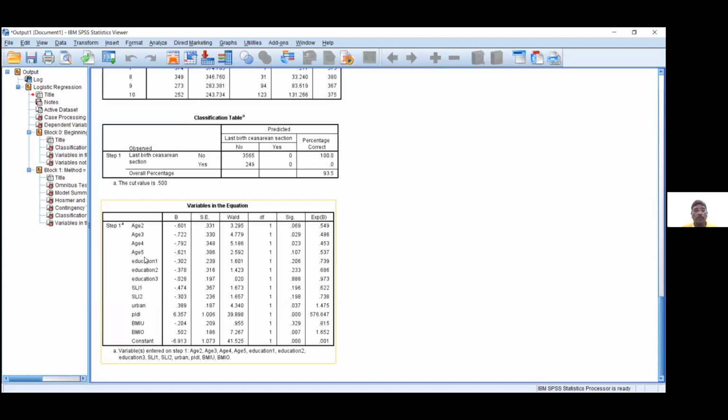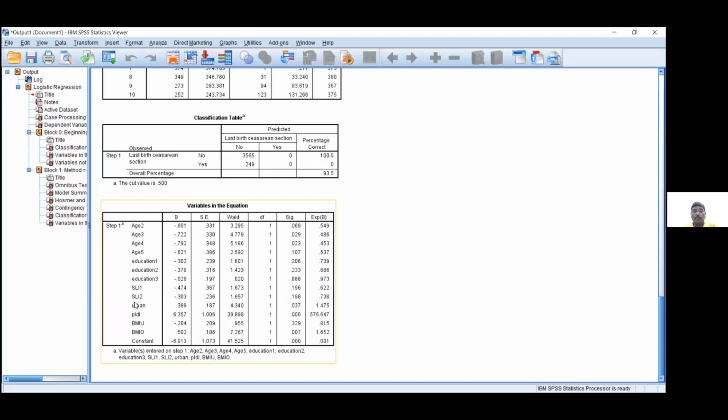Now, what is the role of education? Here, the comparison group is education group 4, the higher educated group. So what happens? In the education group 1, illiterate women, there is 26% less chance. In education 2, again 32% less chance. In education 3, only 3% less chance. It means higher educated females adopt this cesarean delivery. These are the beautiful findings with the logistic regression. We cannot get this type of finding from the linear regression.